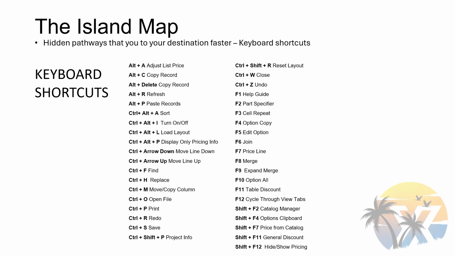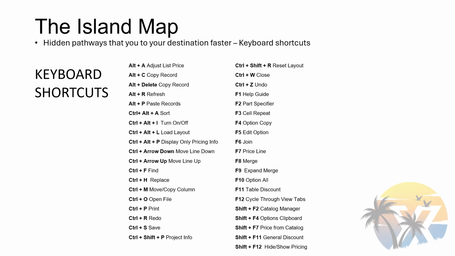F7 if I want to price a line individually and not the entire PMX. Shift F11 when I want to add my general discounts to the entire PMX. Control F when I want to go in for a specific line using key words like pedestal or stool.